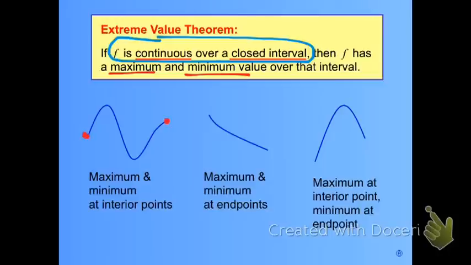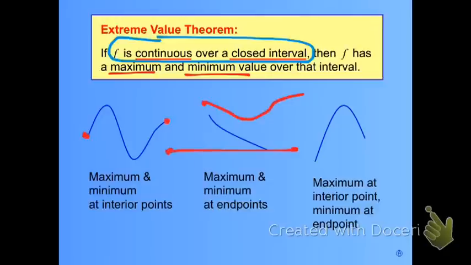Then f has a maximum and a minimum value over that interval. It's kind of a common sense theorem if you think about it. To get from one point to another, you can't not have a low point, you can't not have a high point. Even if you're going straight across, that's what I hear some students think about.